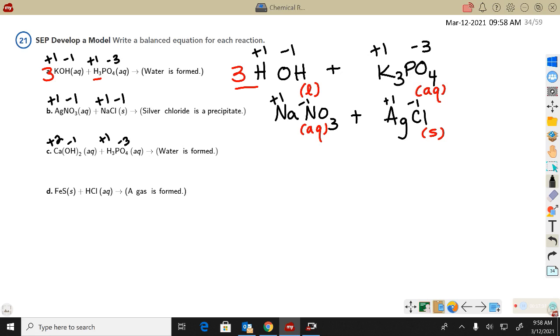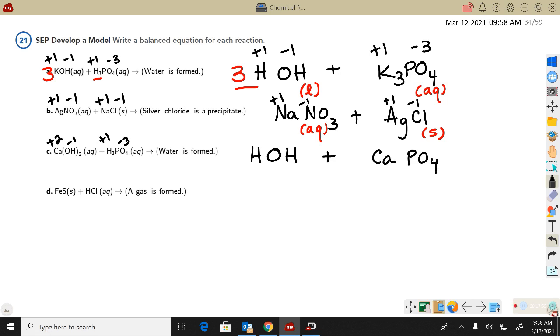So I'm going to flip the calcium and the hydrogen. So hydrogen will come over with hydroxide. Oh, there's the water formed. It told me water's formed. HOH is another way of writing water. And now calcium, it's going to come over with phosphate.